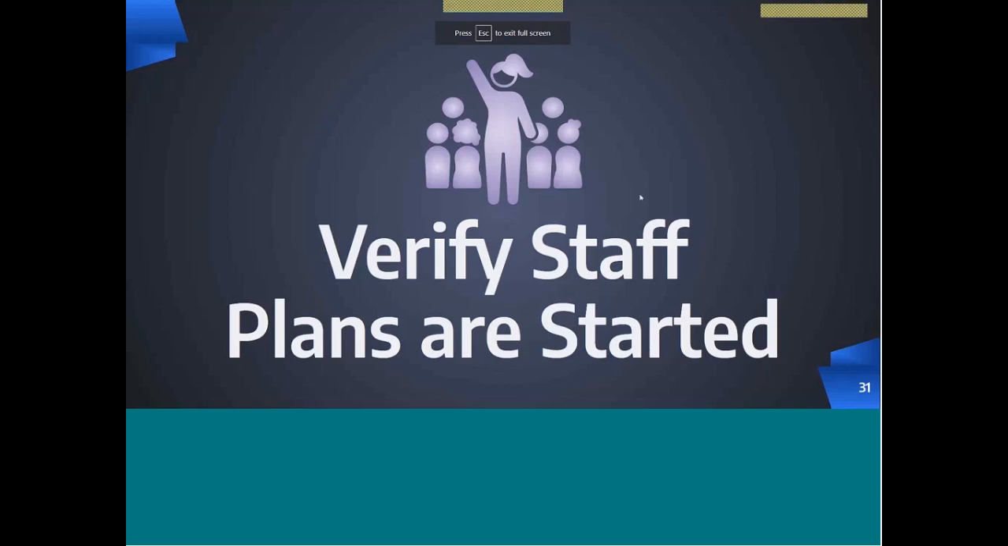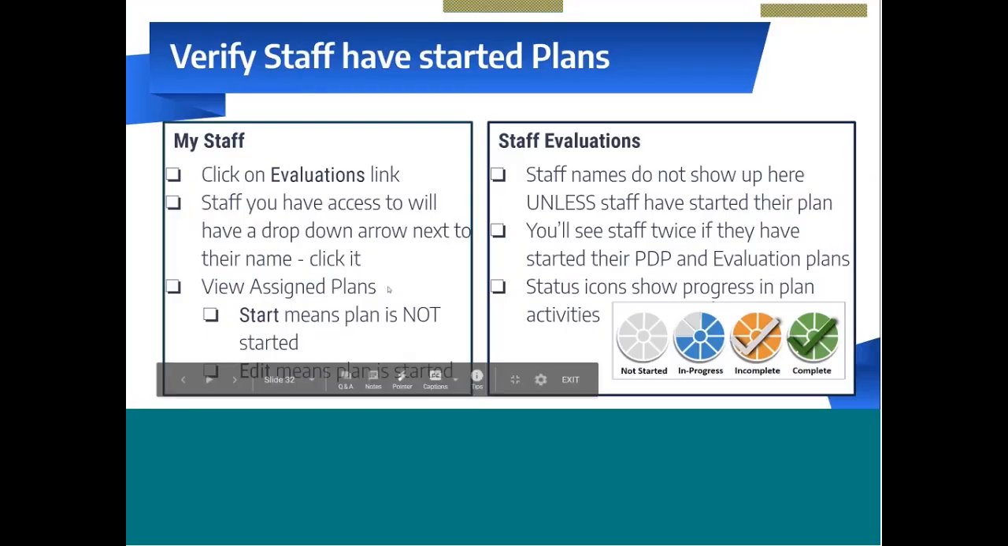All right. We talked about verifying how your staff plans are started. We did look at the evaluations link in My Staff. Since we're short on time and we have a lot of what's new to go through, you can also look under staff evaluations and principals. If you don't see your teacher name there, A, they've not started their plan, or B, they're not on your roster. And either way, you need to go navigate over to My Staff to view that roster and see if they're there and see if they have a plan set.